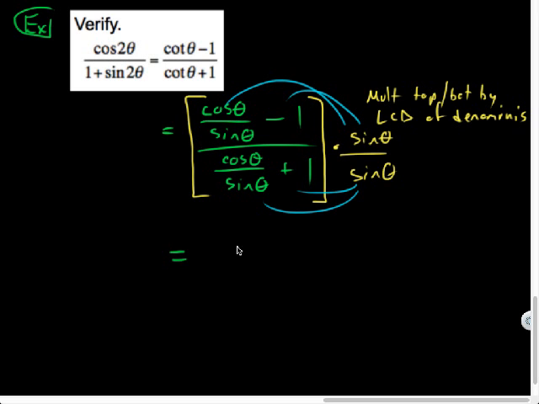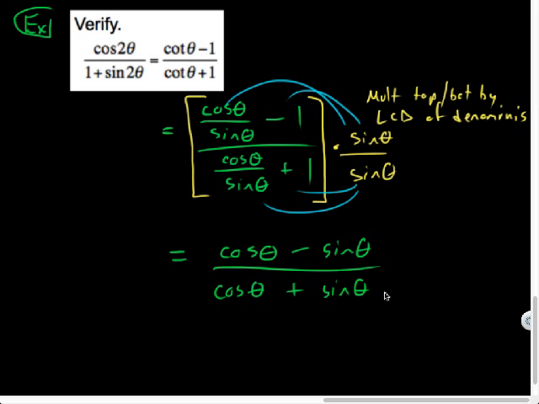So let's see, I'm going to have sine theta cos theta, or no. Multiplying by this first fraction, the sine thetas cancel out, and I'll have cos theta, sorry. And then here, I'll have minus sine theta over, here the sine thetas cancel out, so I'll have cos theta plus sine theta times 1 is sine theta. All right.